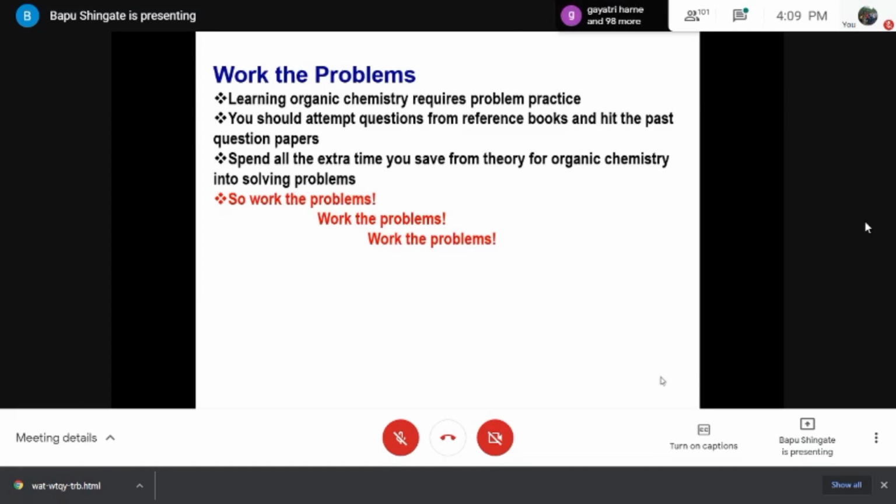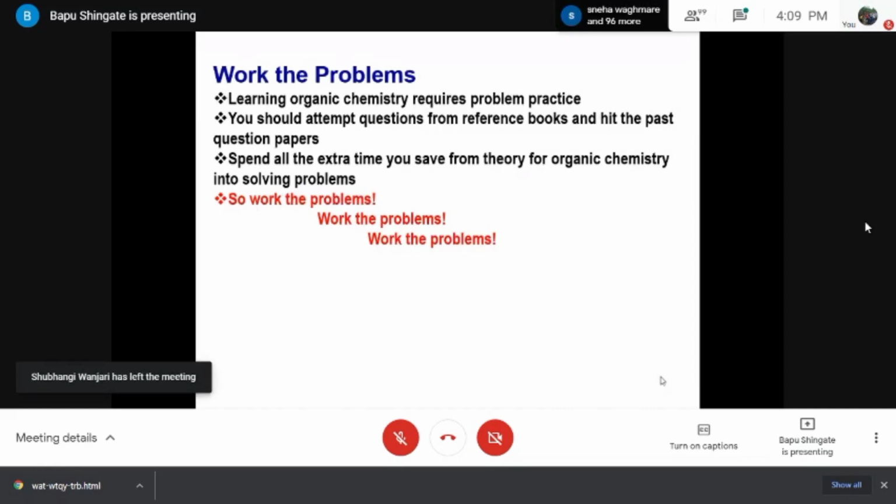And in the meantime, you have to solve the past question papers. Spend all the extra time you save from theory for organic chemistry into solving problems. Once you understand the concept in the classroom, go to your place, at your home or in your room, then start solving problems based around that particular concept. Suppose you have studied the Eschenmoser-Tanabe fragmentation, that named reaction, in the classroom; go home and start solving the problems related to that particular named reaction.